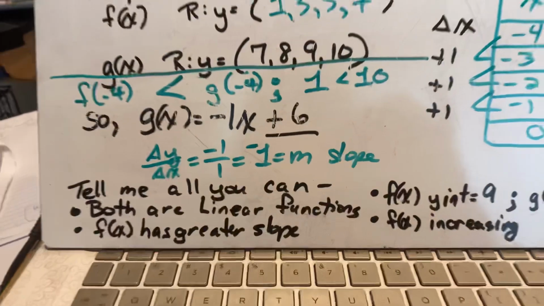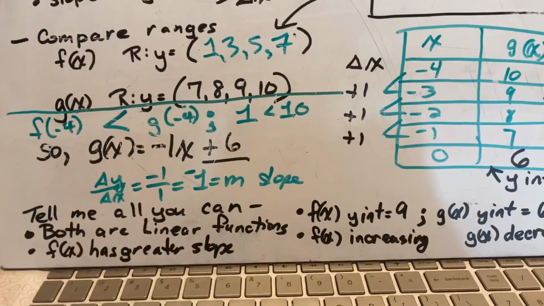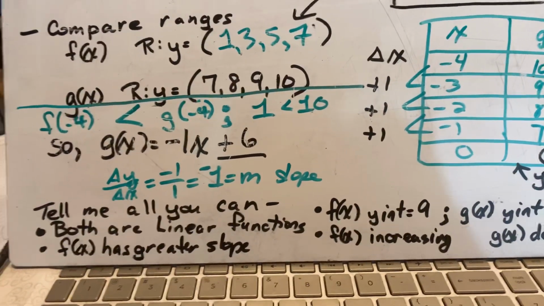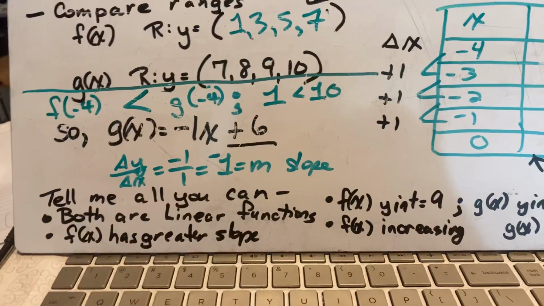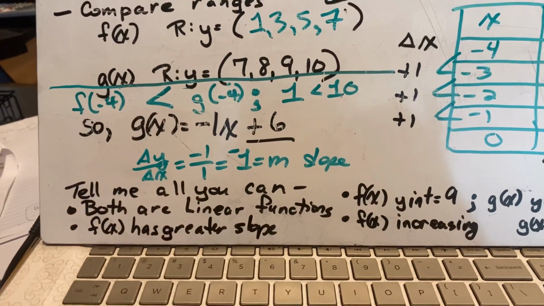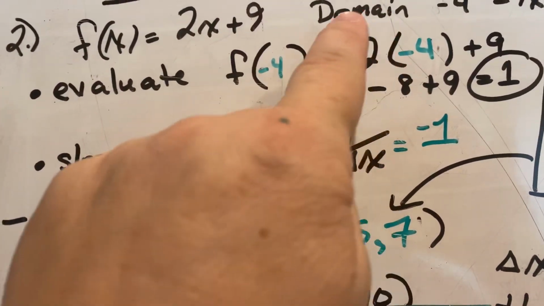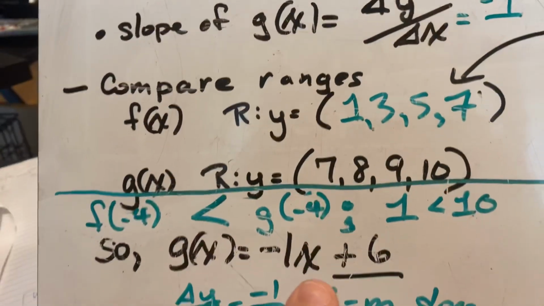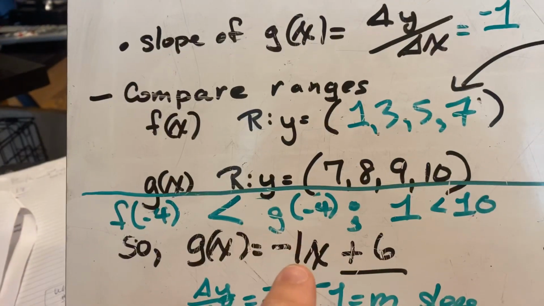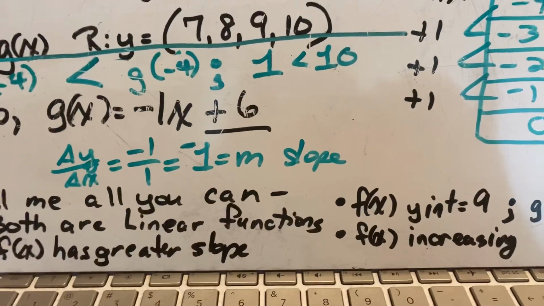The bottom of your do now says, tell me all you can about these two functions. This is open-ended. You can fill in whatever you want as a comparison, but I've listed a few things for you. Both of them are linear functions, f of x and g of x. F of x has a greater slope. Well, how do I know that? If I go back to the slope of f of x is 2, right? Y equals mx plus b. And if I look at the slope of g of x, that slope is -1. And so again, 2 is more than -1. That's why f of x has the greater slope.